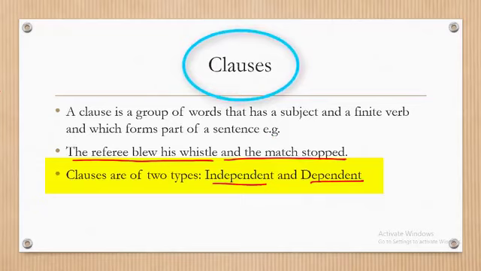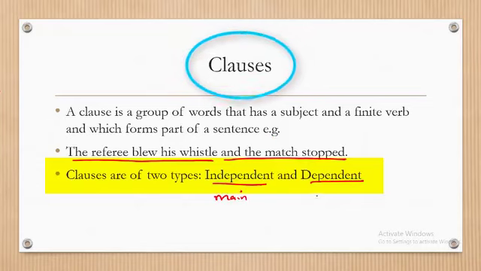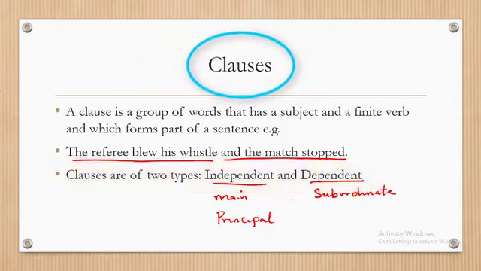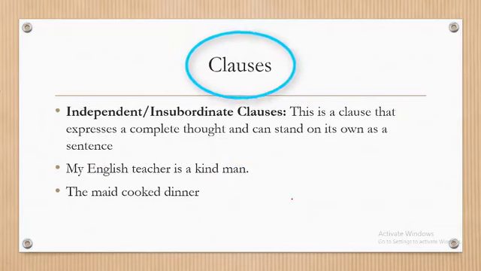The only thing is that one is a main clause and the other is a subordinate clause. So another name for independent clause is main clause. Another name for dependent clause is subordinate clause. Aside that, another name for independent clause is principal clause. So we can call it independent clause, main clause, or the principal clause. But the other one is dependent or subordinate clause.